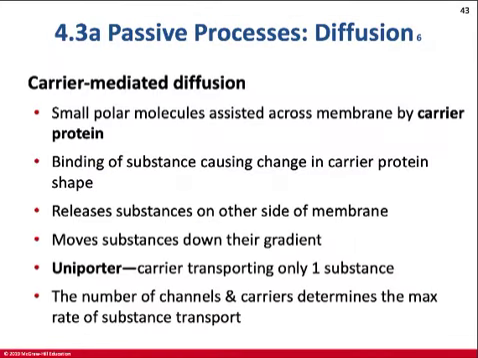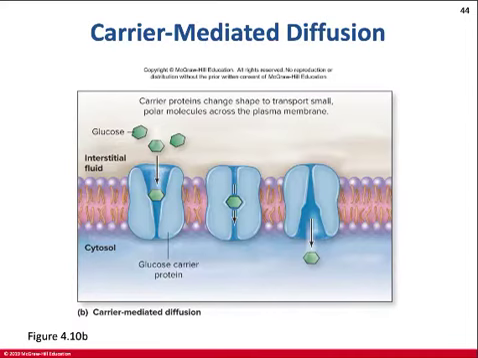That's carrier-mediated diffusion. Polar molecules are aided by a carrier protein. They bind the substance on one side of the cell membrane, they shuttle it across, and they dump it on the other side. If it's a uniporter, the carrier transports one substance in one direction. If it's an antiporter, two substances in opposite directions. And if it's a symporter, two substances in the same direction. So you see an example here of a uniporter, right? Glucose in the interstitial fluid is moved through the plasma membrane with a carrier protein and dumped on the other side.